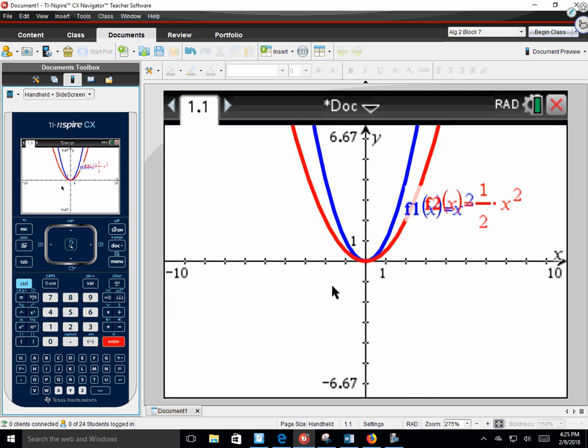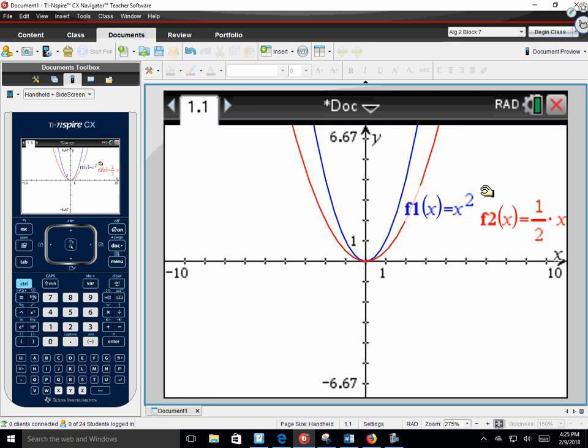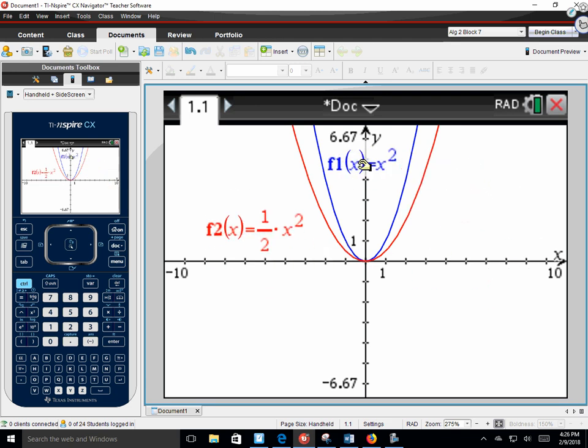So what's happening? My 1/2 x squared graph is looking wider. And we talked a lot about transformations, so I hope that you are recognizing that the 1/2 x squared has been vertically compressed by a factor of 1/2. Not horizontally smooshed or stretched or anything like that. It's been vertically compressed by a factor of 1/2.